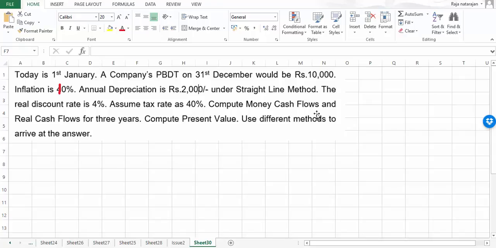Assume tax rate is 40%. You have to compute the money cash flows and real cash flows for 3 years. You have to compute the present value. Use different methods to arrive at the answer.